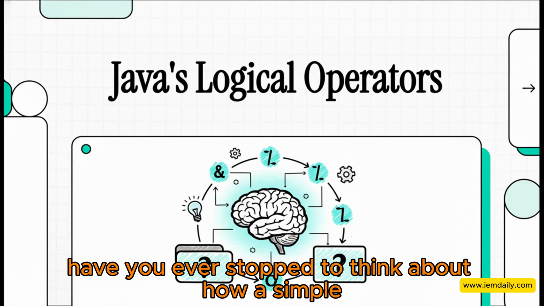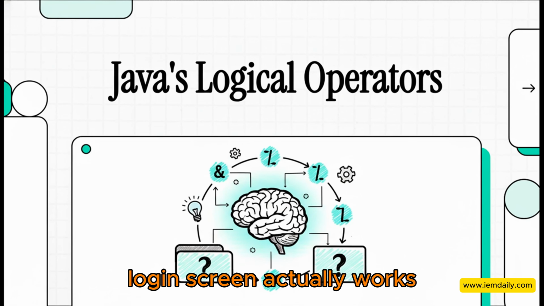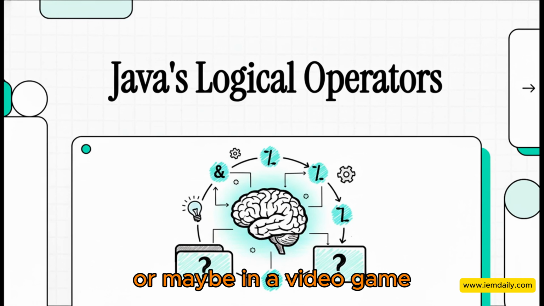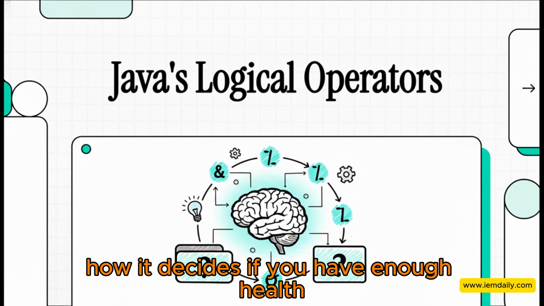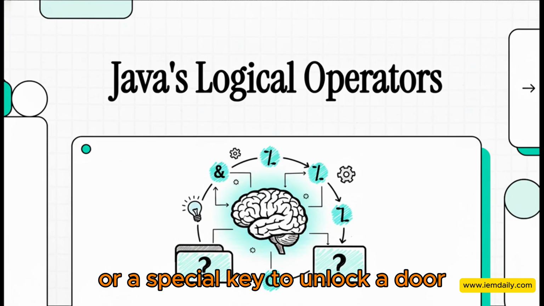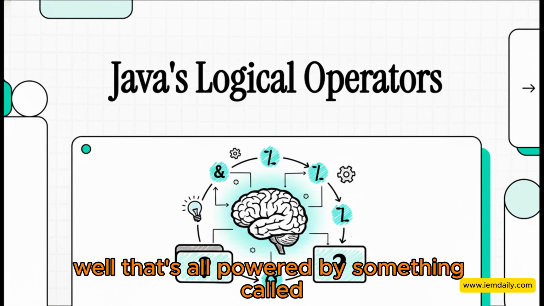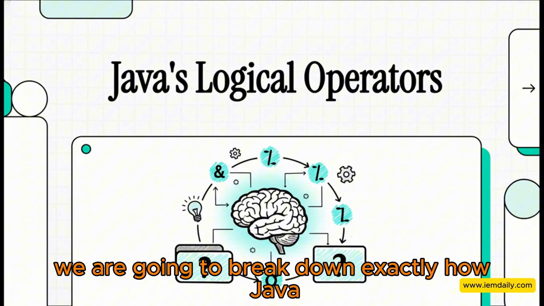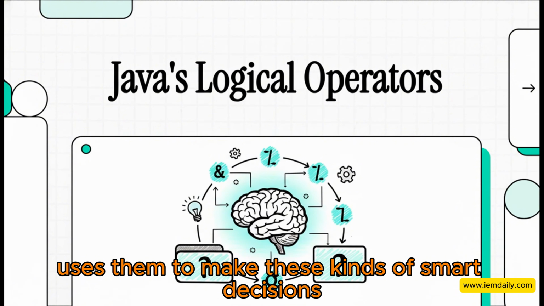Have you ever stopped to think about how a simple login screen actually works? You know, how it knows if your username and your password are correct? Or maybe in a video game, how it decides if you have enough health or a special key to unlock a door? Well, that's all powered by something called logical operators, and today we're going to break down exactly how Java uses them to make these kinds of smart decisions.